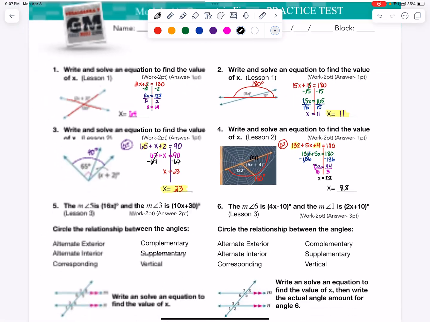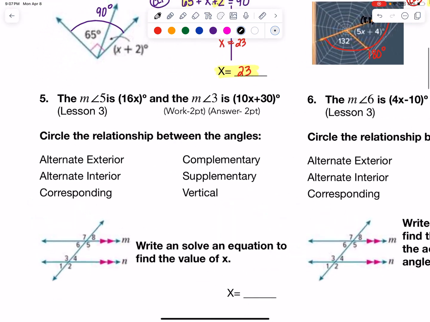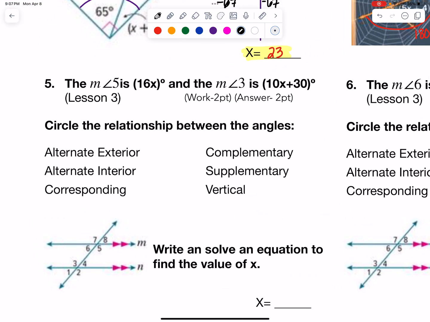Okay, but it's always good to double check if you're not sure. All right, now we're on to lesson 3, and lesson 3 is all about parallel lines with a transversal. And a transversal just means we have a line or line segment cutting through those parallel lines.